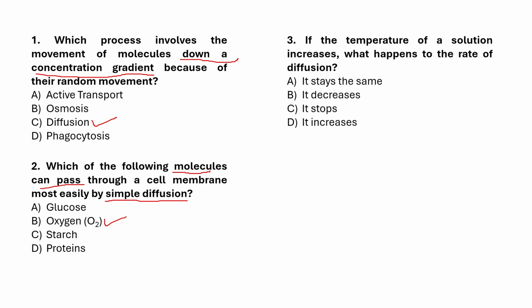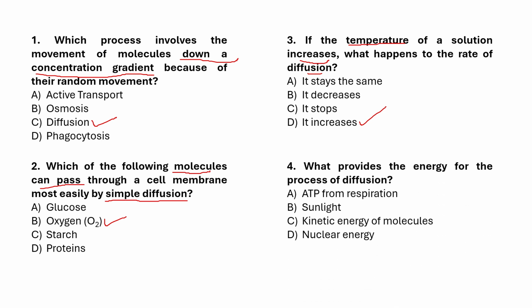The third question is, if the temperature of a solution increases, what happens to the rate of diffusion? Here you should recall the concept of factors affecting the rate of diffusion. If you understood that concept, you can answer it as D, because high temperature gives particles more kinetic energy, and this causes them to move and collide faster, which increases the overall rate of diffusion.